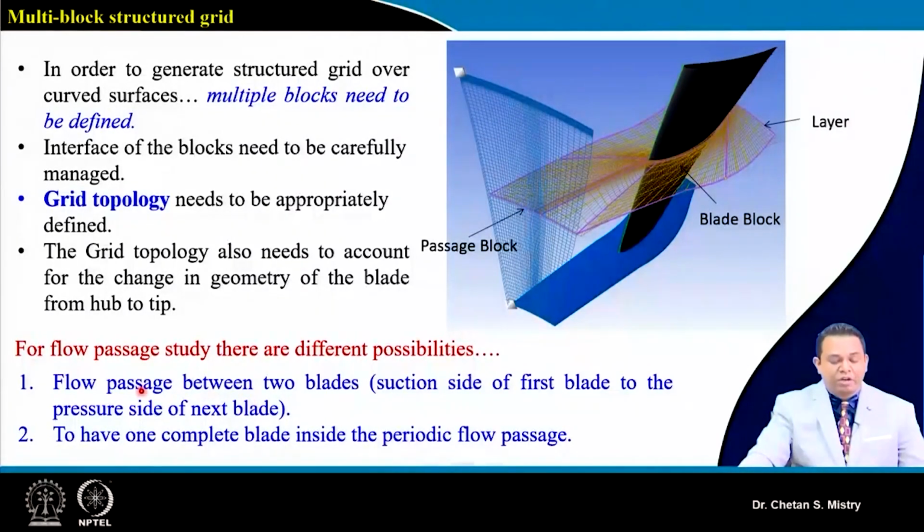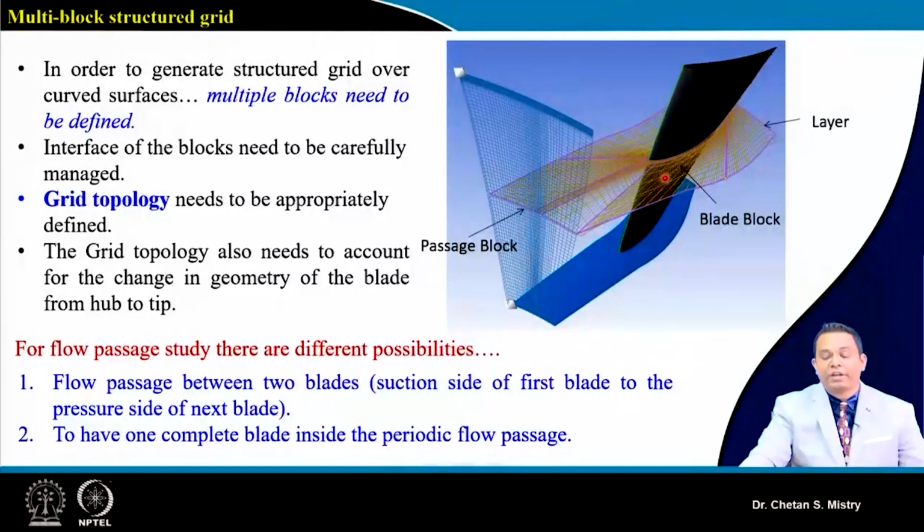It says the flow passage between two blades, say the suction side of one blade to the pressure side of the next blade. So just realize, suppose this is my blade. In order to analyze this blade, we can put our blade at the center and have this kind of pitch configuration. Half pitch we put here, half pitch on the other side, and this is how we analyze the flow.